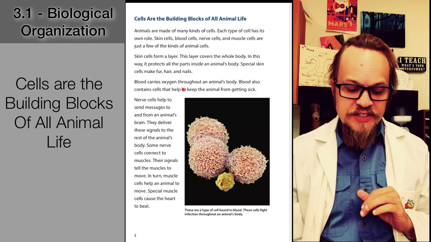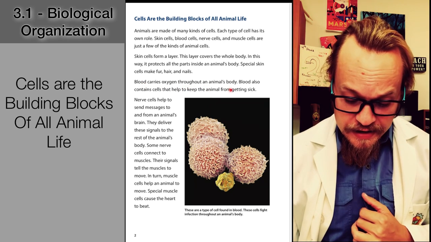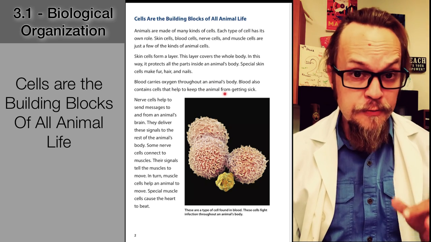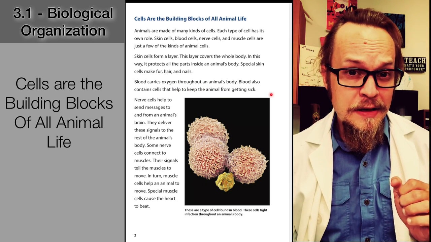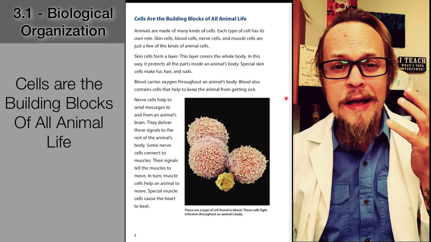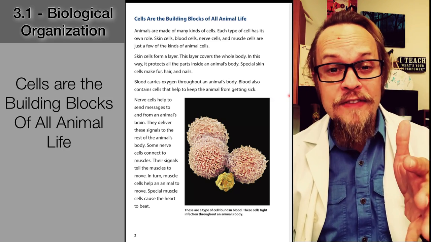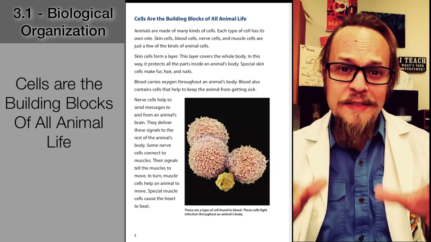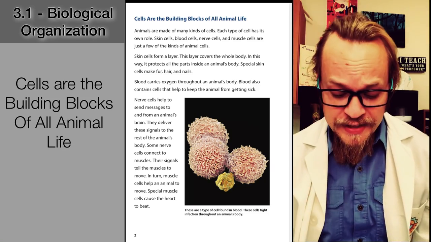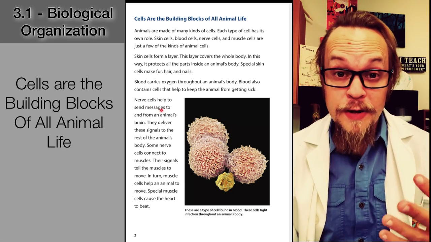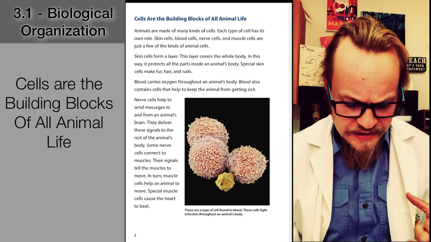Blood carries oxygen throughout an animal's body. Blood also contains cells that help to keep the animal from getting sick. You might have heard the term antibodies. Those are made by white blood cells, which learn to detect certain harmful things and build immunities. Okay, so if we have those, it can help us from getting sick.